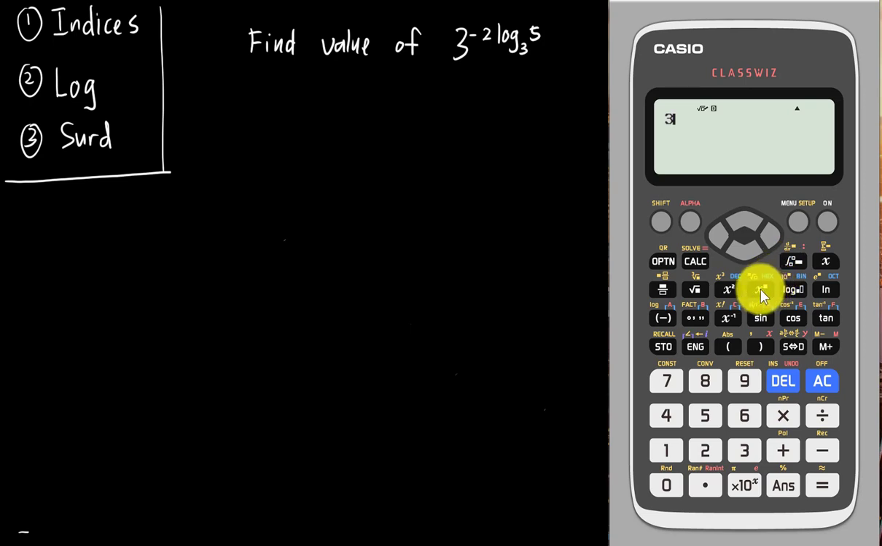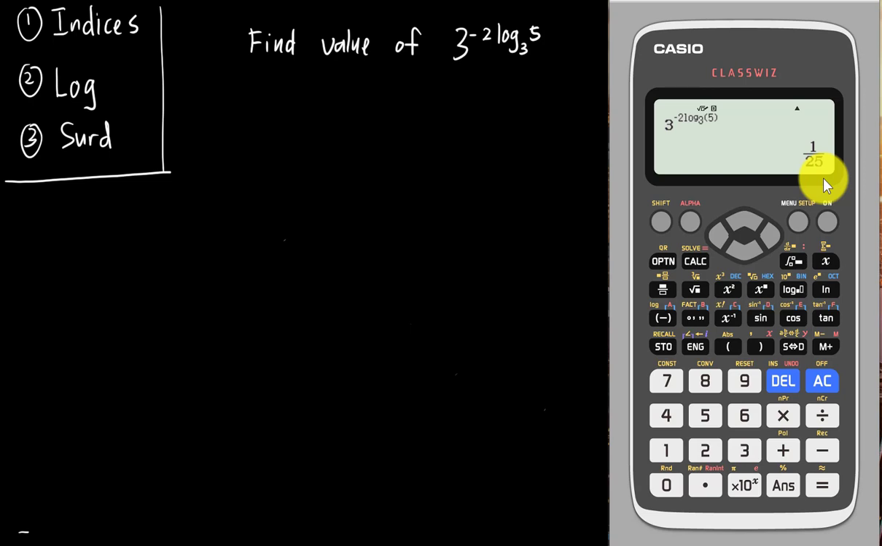I just need to type 3 power of negative 2. Normally I use this negative rather than minus. Negative 2, and then here I will straight away do log base 3 of 5. Then the calculator will tell me it is 1 over 25. Of course, in the exam, if you just write 1 over 25, I don't think you will get any mark here. So how to solve the question like this?